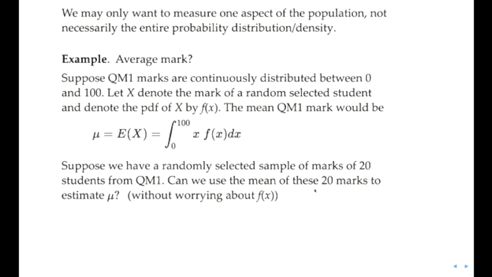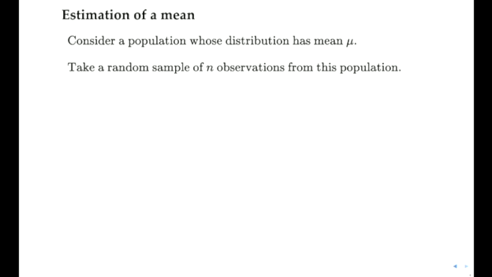We have 20 marks. We've drawn a sample of 20 marks. We've worked out the average of those 20 marks. What does that average tell us about the average of the entire population? Can we make inferences about the population on the basis of that sample average? So let's talk about the estimation of a mean first, and then we'll return to the estimation of the probability or the proportion.